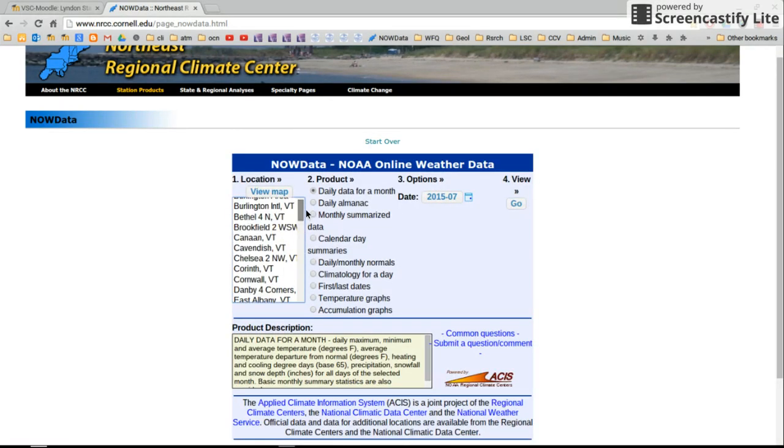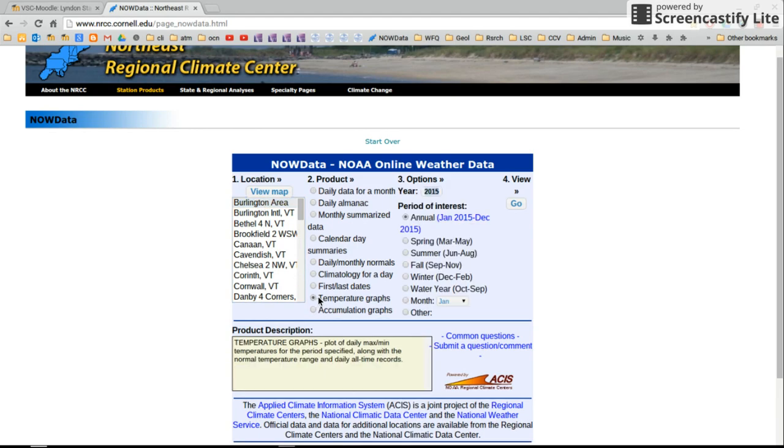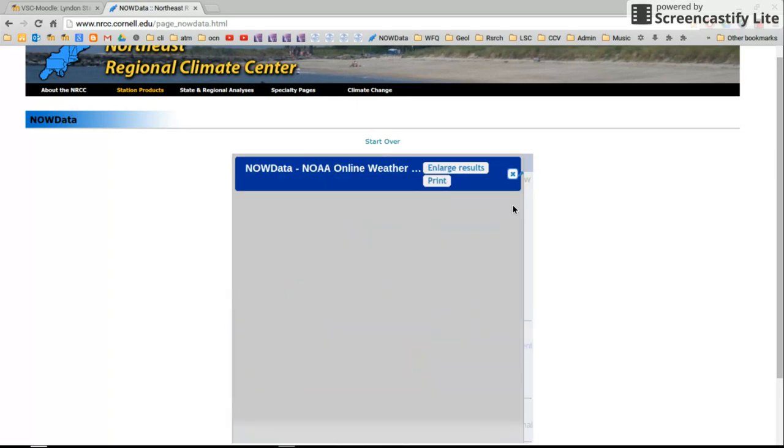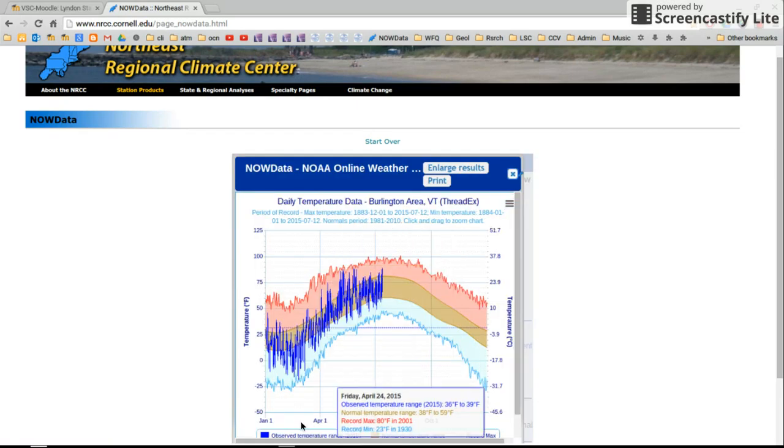Other data that's shown here is interesting. It compares the current data to climate normals from the past. So let's have a look, for example, at what the temperatures are like compared to normal for 2015 up until now. So this again, you recall, is for Burlington.